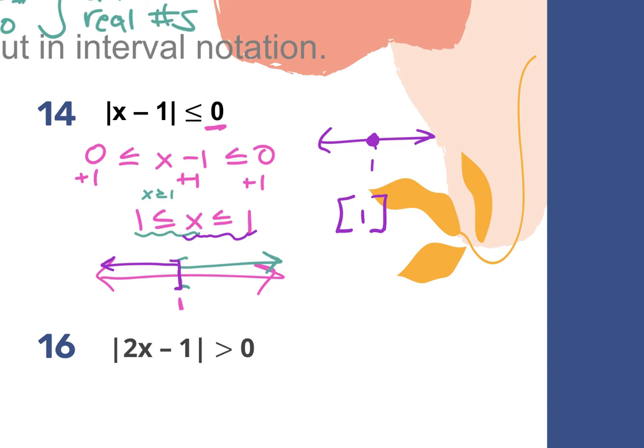Why was it not an or statement? Because it's less than. If it's less than, it can't be an or statement. Correct. If it was an or statement, it would be all real numbers again.